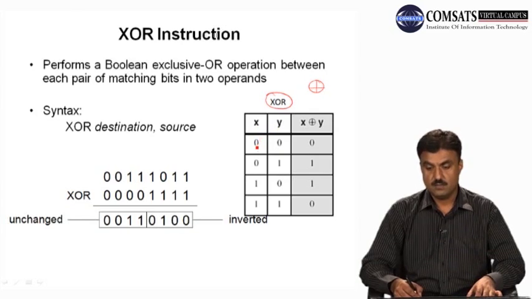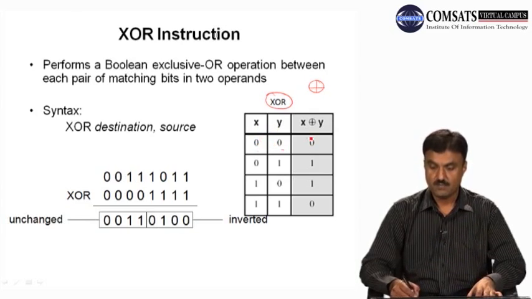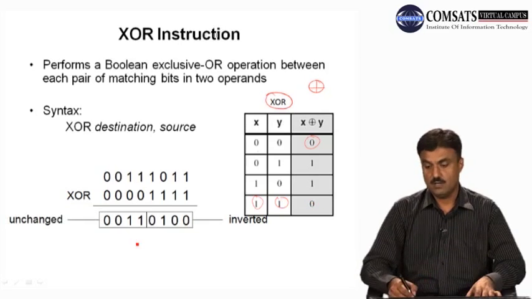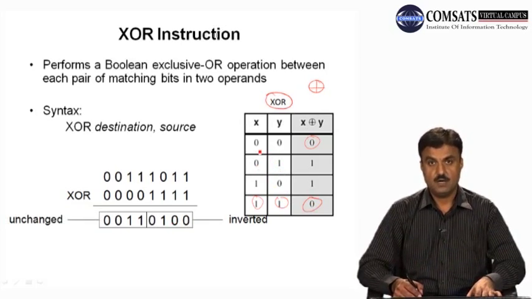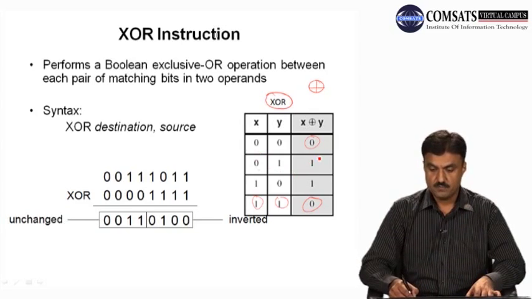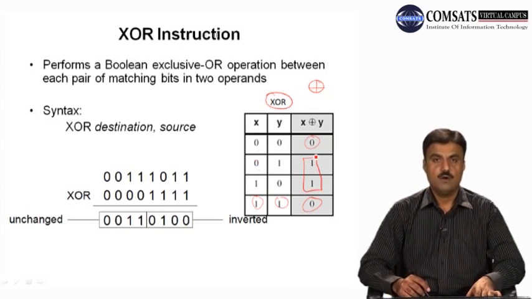If x is equal to 0 and y is equal to 0, the result will be 0. And if both are 1s, the result will again be 0. However, if x and y are different, either x is 0 and y is 1, or x is 1 and y is 0, the result of this exclusive OR will be 1.